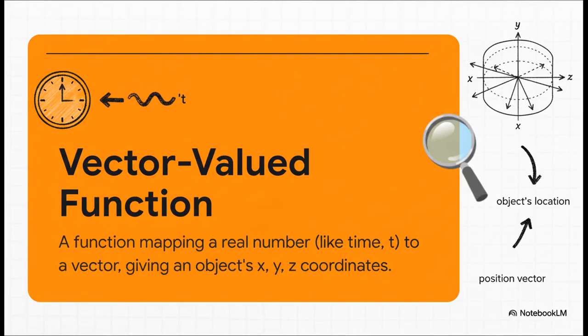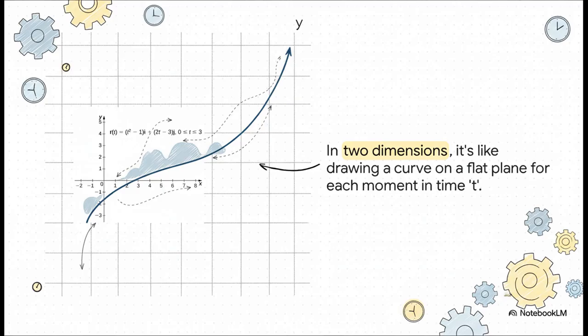Well, it's pretty clever. You give the function a really simple input. Let's just call it t for time. And in return, it gives you a single output, a vector. But this isn't just some random arrow, no. This vector is like a pointer. It reaches out from the very center of your coordinate system and points directly to where the object is, giving you its x, y, and z coordinates all in one shot. So for every single tick of the clock, you get a new pointer, and together they trace out the entire journey.